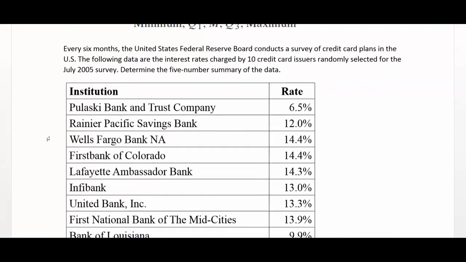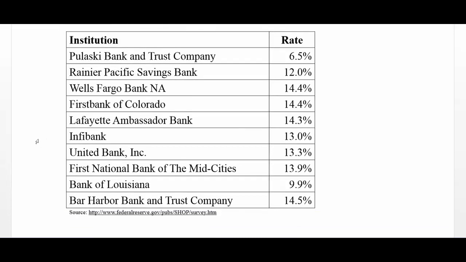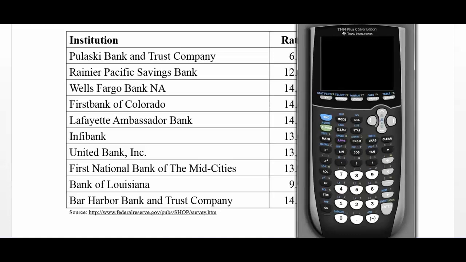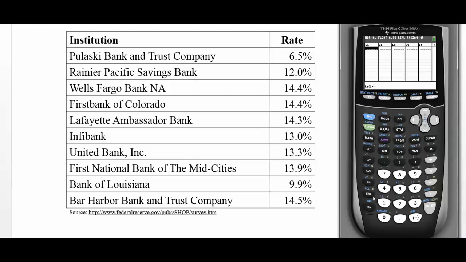All right, so here's an example. We've got credit card plans, and these are interest rates charged by 10 credit card companies in 2005. Determine the five-number summary of this particular data. We're going to take advantage of the fact that we already know the calculator screen related to this. So we're going to go to our stat list, and then we're just going to type these numbers in. I will fast forward this so you don't have to watch me just type numbers in.